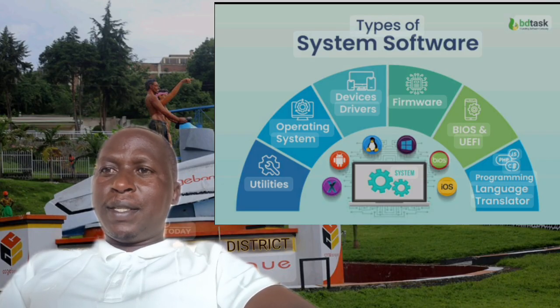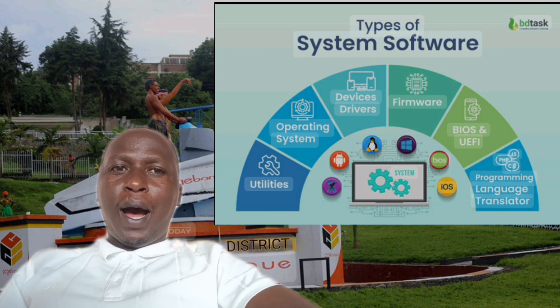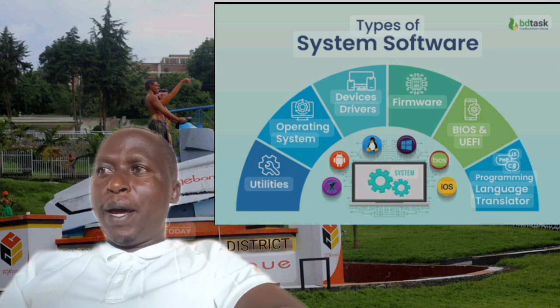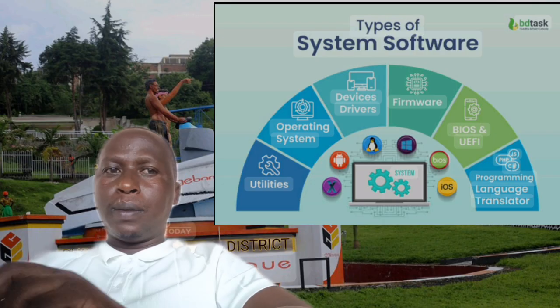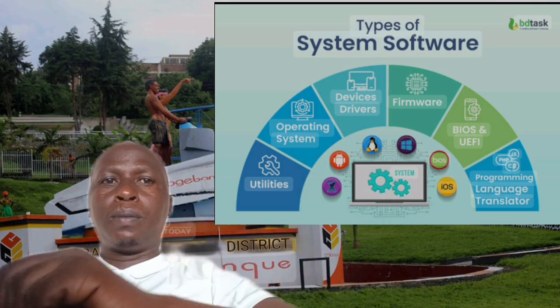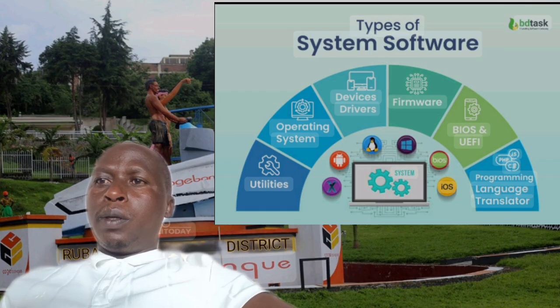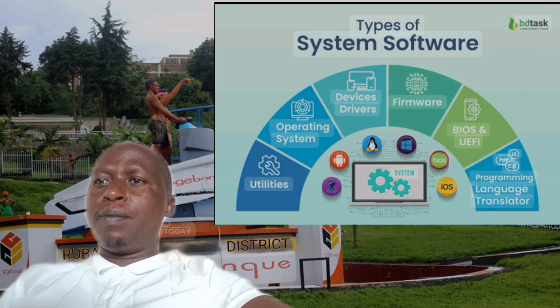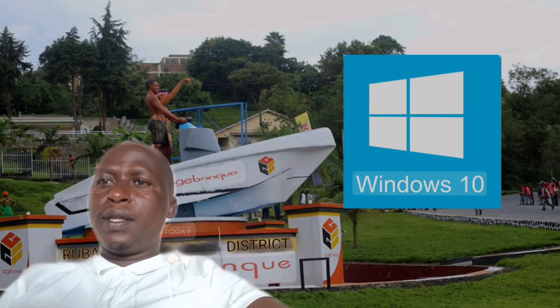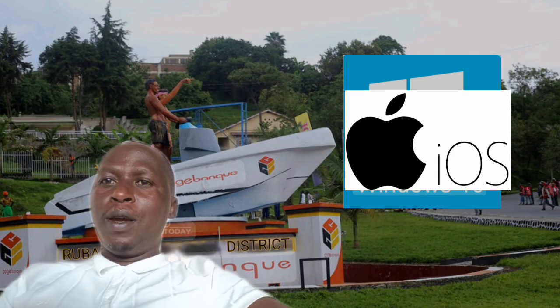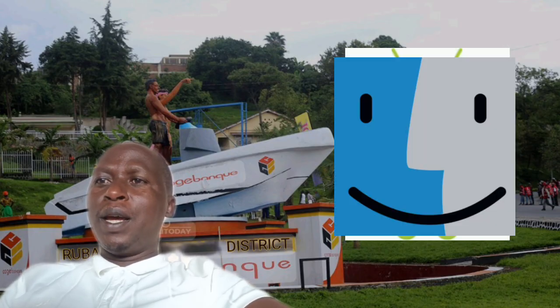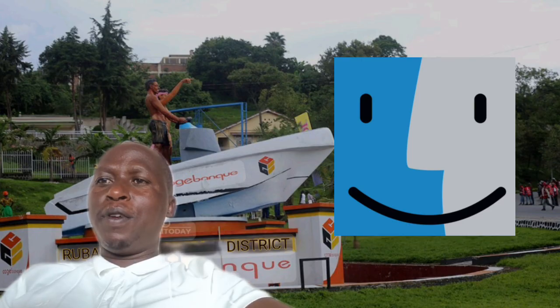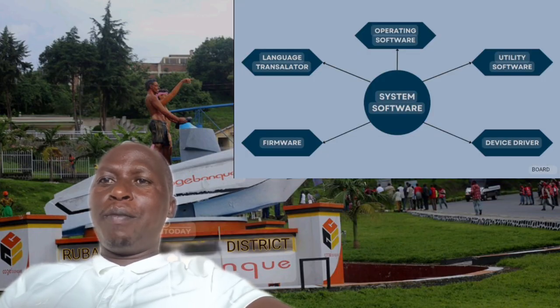An operating system is a system software which controls hardware and software operations. We have many examples of operating systems, including Windows, iOS, Android, Macintosh operating systems, and so on. I have created a video about operating systems. You can visit the channel and watch it.